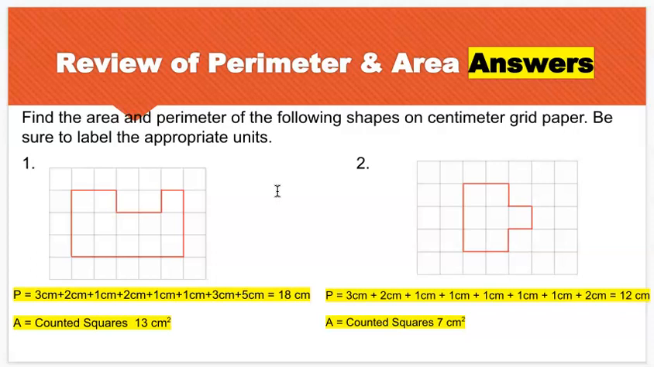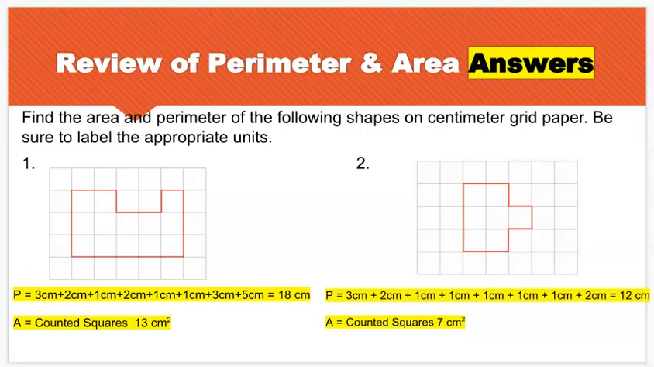On number 2, you use a similar strategy. So if we go up the left, that's 3 centimeters, then 2 centimeters, 1 centimeter, 1 centimeter, 1 centimeter, 1 centimeter, down 1 centimeter, and over 2 centimeters. So if we add those, 3 plus 2 plus 1 plus 1 plus 1 plus 1 plus 1 plus 2, we should get 12 centimeters. And again, that's a linear measurement, so it's just centimeters.